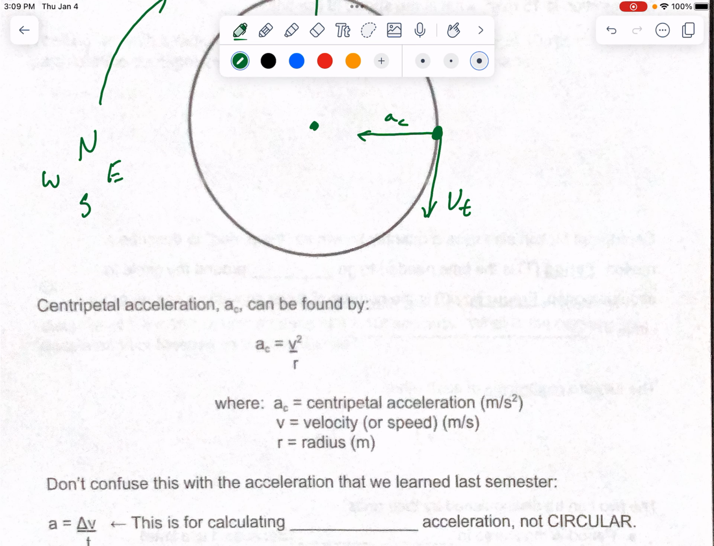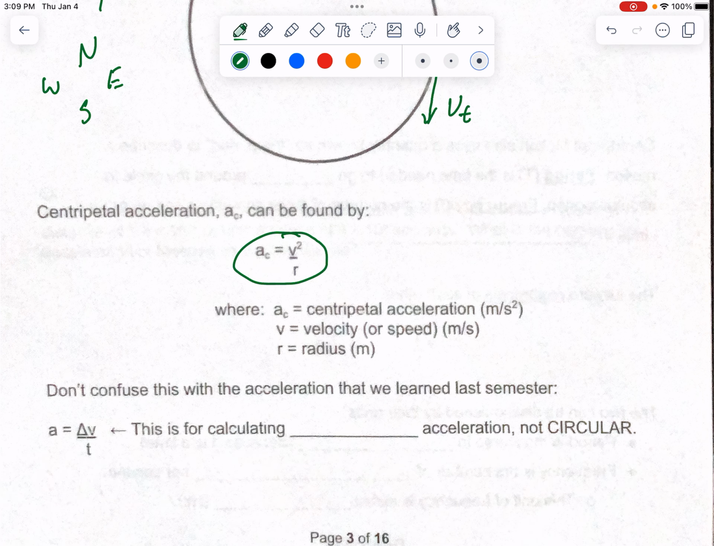Now, if you want to calculate centripetal acceleration, a_c can be found by doing v squared over r. Your r still has to be in meters, and velocity has to be in meters per second. Don't confuse this with the acceleration that we learned last semester. Last semester we did a equals v over t. That is for linear motion, not for circular. So be careful with that, because we will deal with velocities and we will deal with time, but that's not how we calculate acceleration in a circular path.